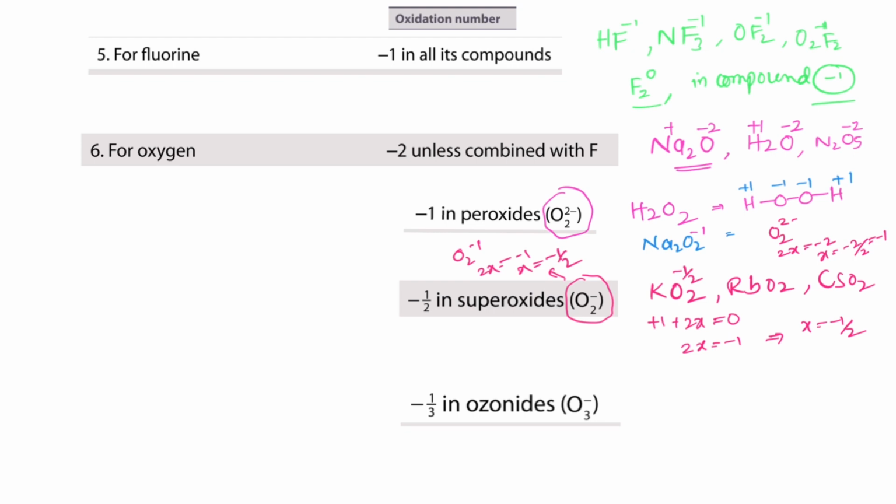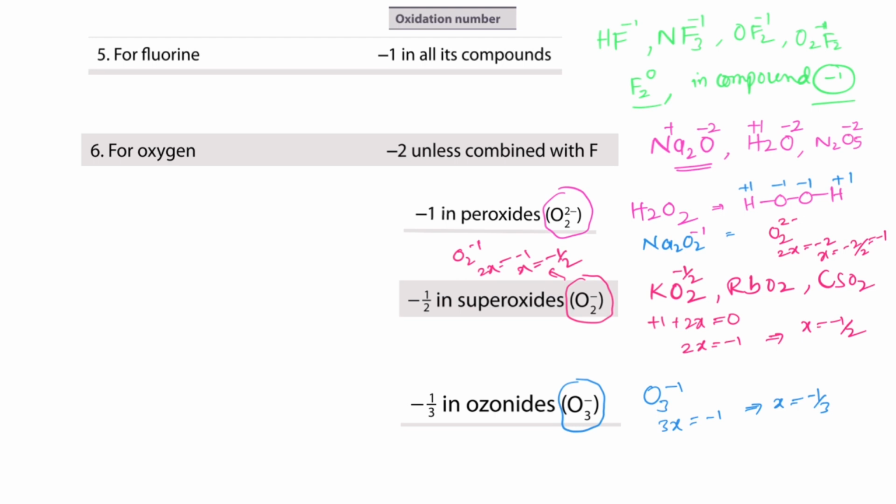Oxygen shows minus 1 by 3 in ozonide. Its oxidation number is minus 1 by 3 in ozonides. Its symbol is O3 minus 1. So, O3 minus 1 means 3x is equal to minus 1. Therefore x equals minus 1 by 3. So in ozonides it shows the minus 1 by 3 oxidation number.